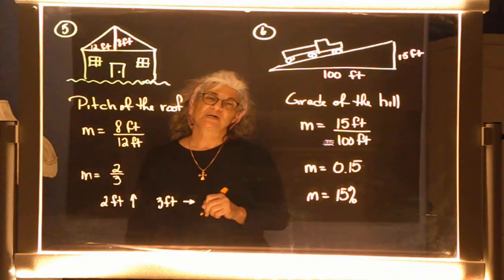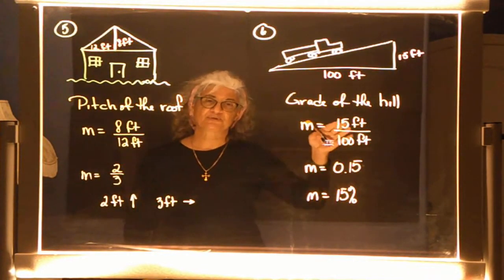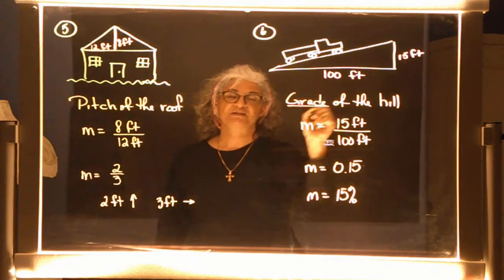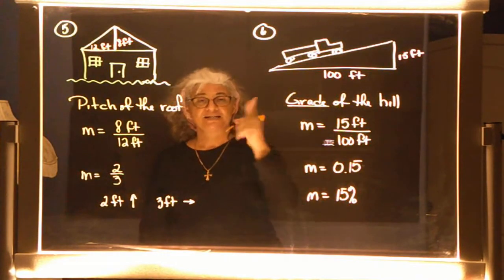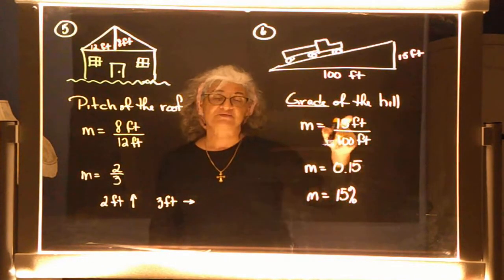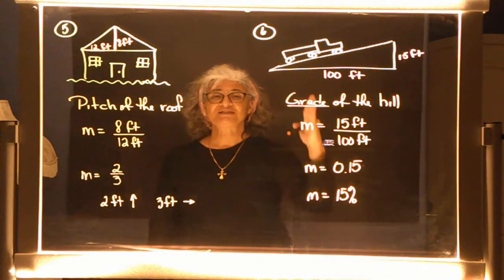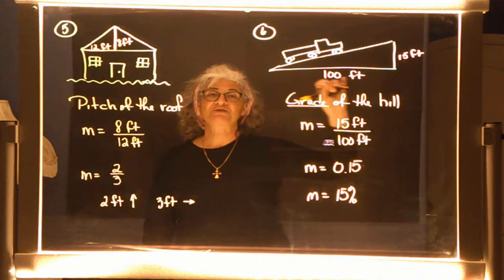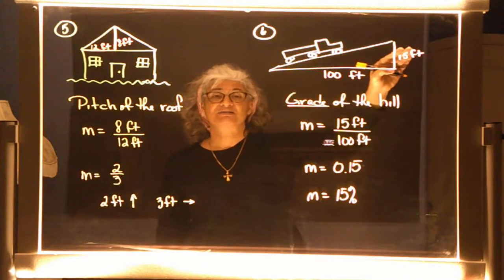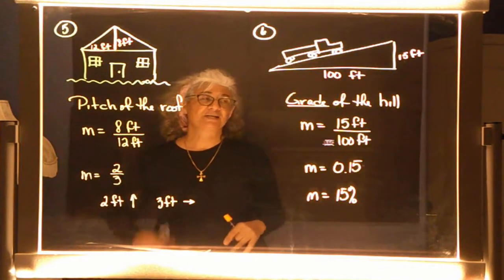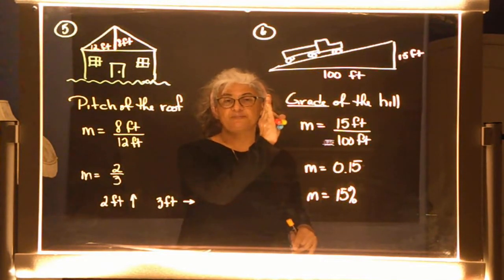Okay, so if you've ever driven up one of those very steep hills, on the side of the road they have this sign that says the grade of the hill. If the grade of the hill was 15%, here's what that means. That means 15 over 100, which means for every 15 feet they go up, they have to go across 100 feet. That's how they get the rise of this hill. Or I could say for every 100 feet they go across, they go 15 feet up to make the hill.